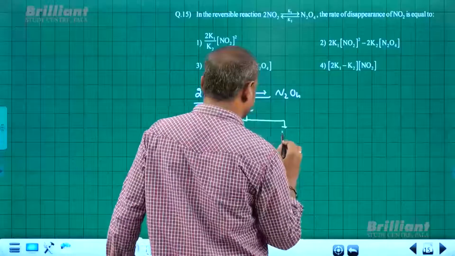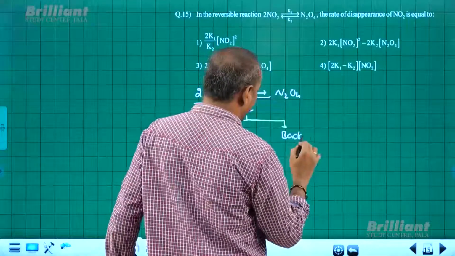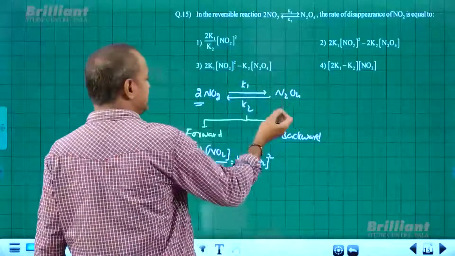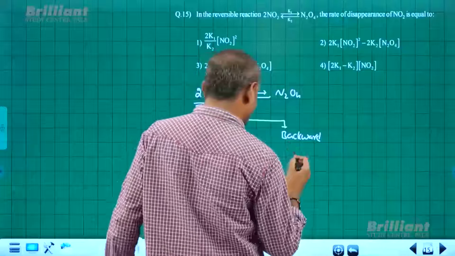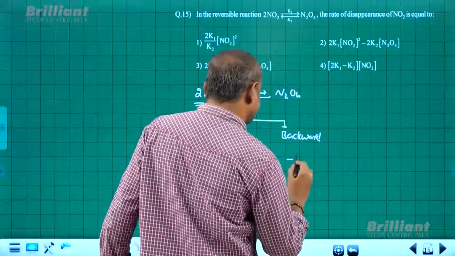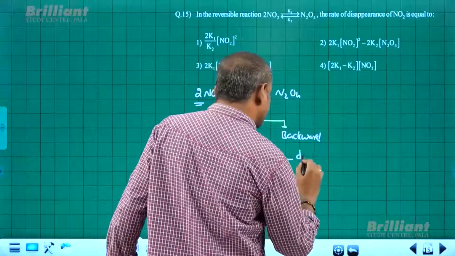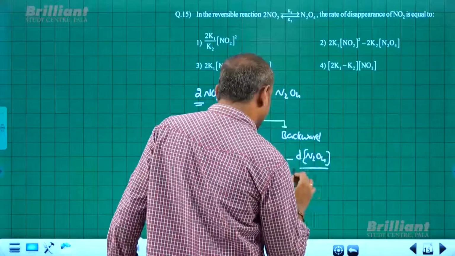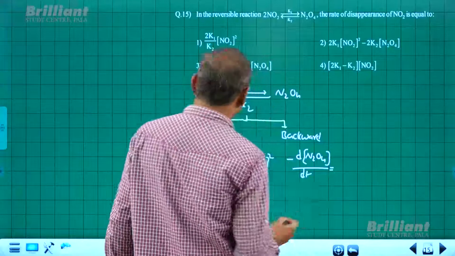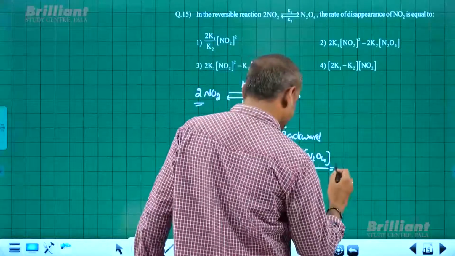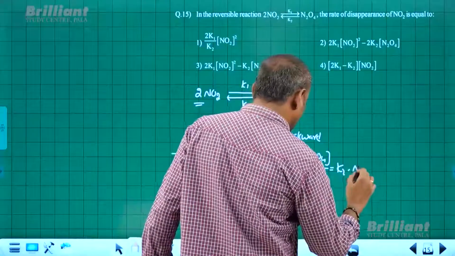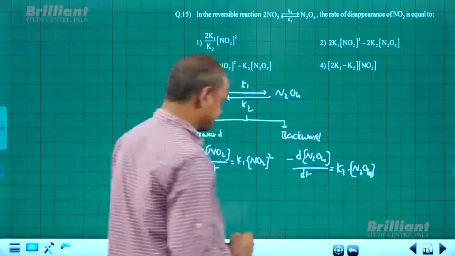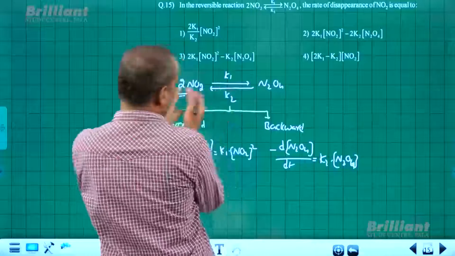Backward direction. The backward direction is from product to reactant. Minus d of N2O4 by dt is equal to K2 into N2O4 concentration. This direction is N2O4 to NO2.